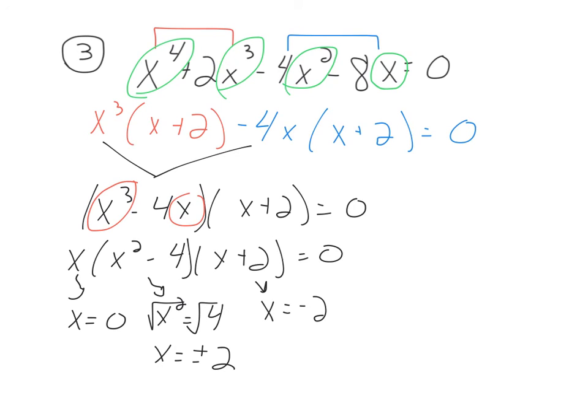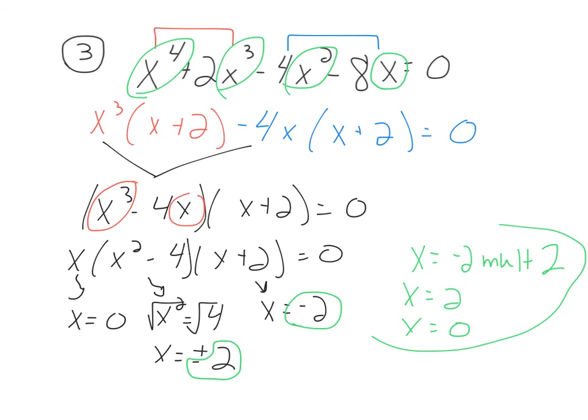If you notice, we end up having two answers. Negative 2 right here repeats itself. So we just previously learned that we can go ahead and write x equals negative 2 with a multiplicity of 2 because there's two answers. Then we also have x equals positive 2 and x equals 0, and we're just writing them nice and pretty. And there's your final answer.